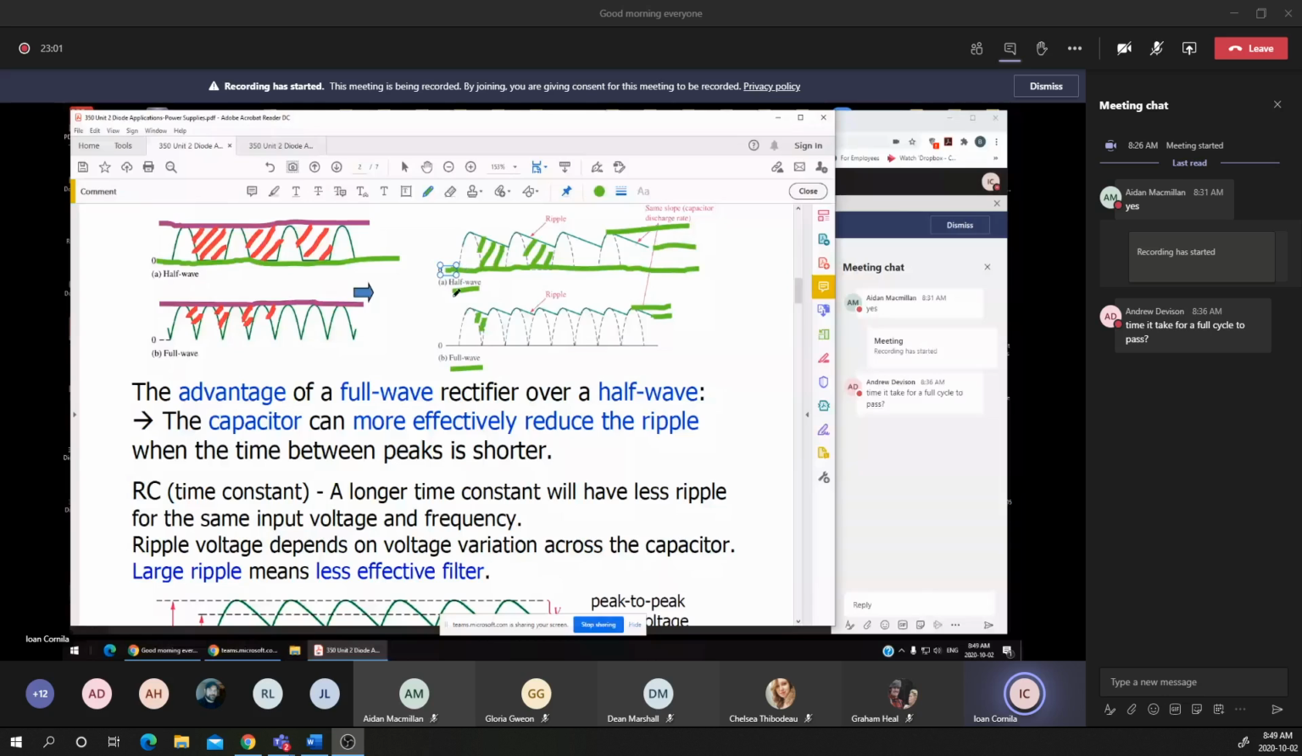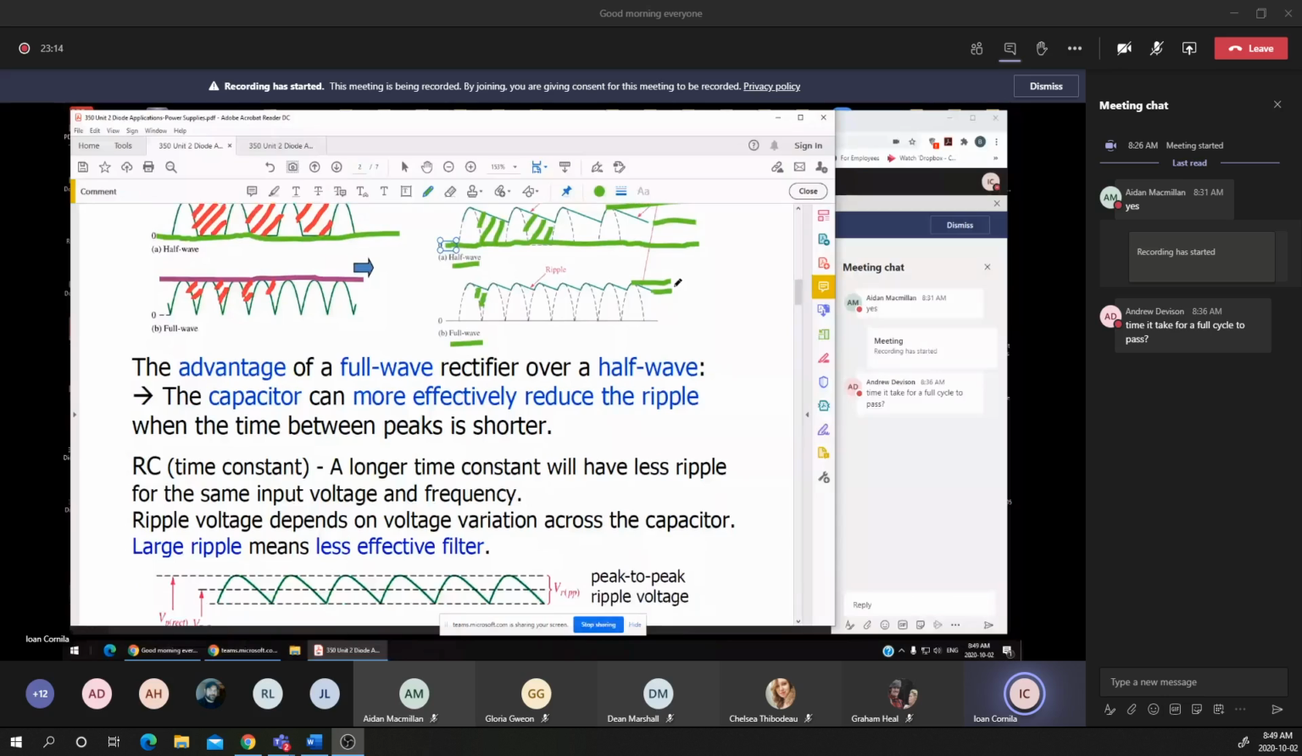Not always do we need a full wave rectifier. Sometimes, in some basic circuits, we may need only a half wave rectifier. Just to give you an idea about the ripple that we may want to achieve in practical applications: usually most of the AC to DC converters, consumer class, let's say, usually have around 100 millivolts of ripple.